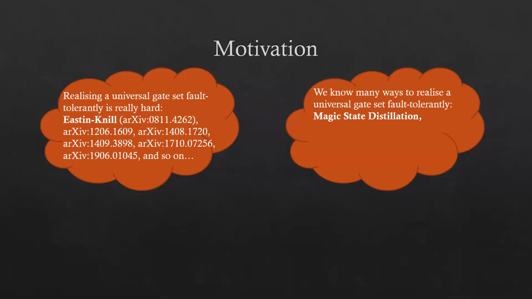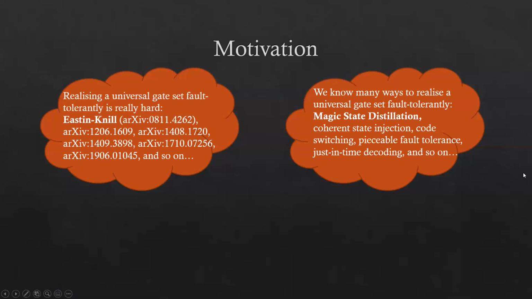On top of magic state distillation, though, there have since been a plethora of other approaches suggested that also allow us to realize a universal gate set fault-tolerantly. Taken together, these approaches, and many more that I haven't had room to list, suggest a landscape where realizing a universal gate set fault-tolerantly is almost too easy, and there are almost too many ways that we could do it.